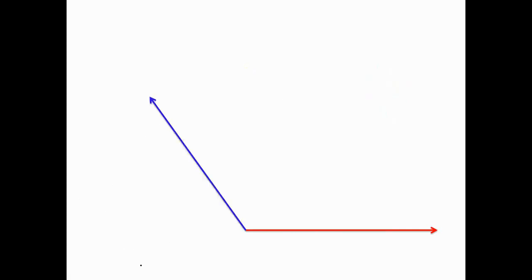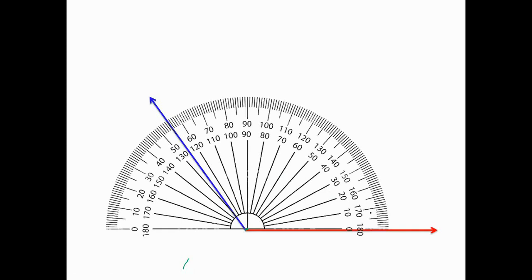Let's see the next one. In this case, the vertex is at the left side of the red line. So I will count from right side. Okay. So on the right side there is a 0. So from 0 I will count till the blue line. You can see the blue line lies between 120 and 130. So it must be 125.